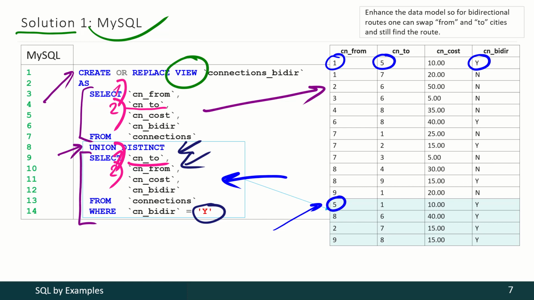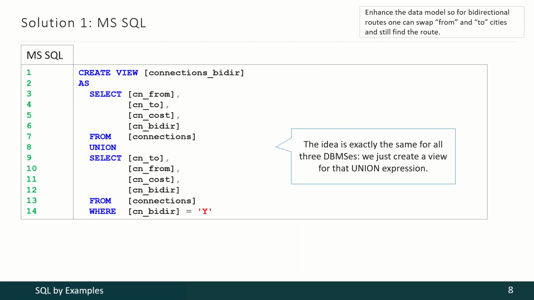We see 5 here and 1 here. And now we may easily look for connections from city 1 to city 5 or from city 5 to city 1, and in both cases such a connection will be discovered. The solution for Microsoft SQL Server is the same.